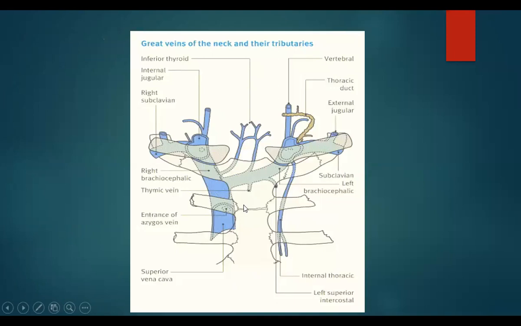So if you see here, this is the sternum. This is the right margin of the sternum. This is the left margin of the sternum. This is the manubrium sterni. This is the body of the sternum. So at the right margin will be the presence of this superior vena cava.